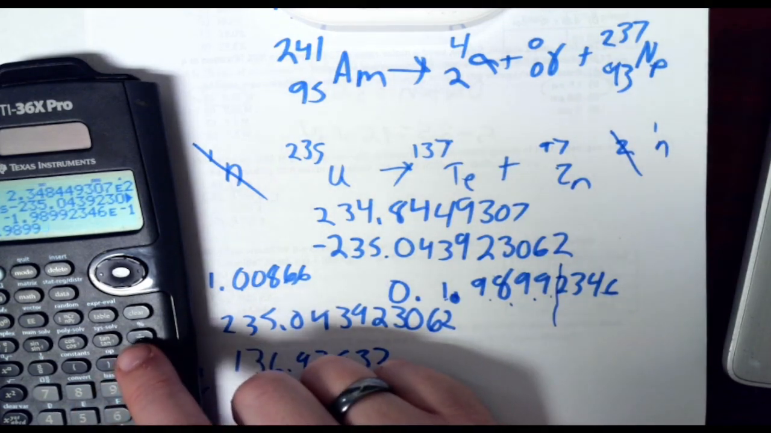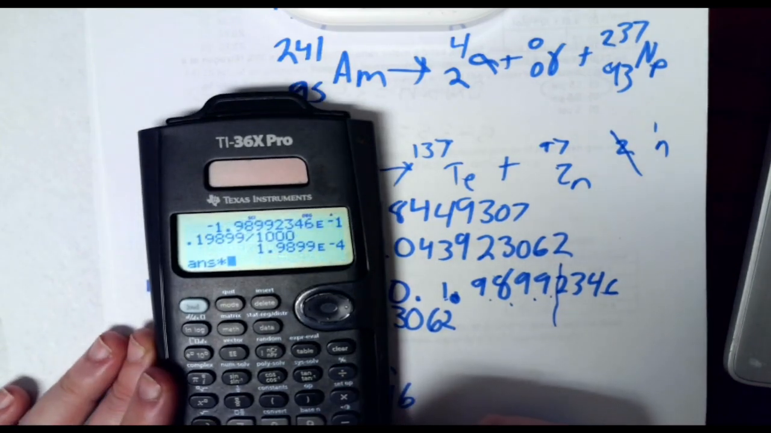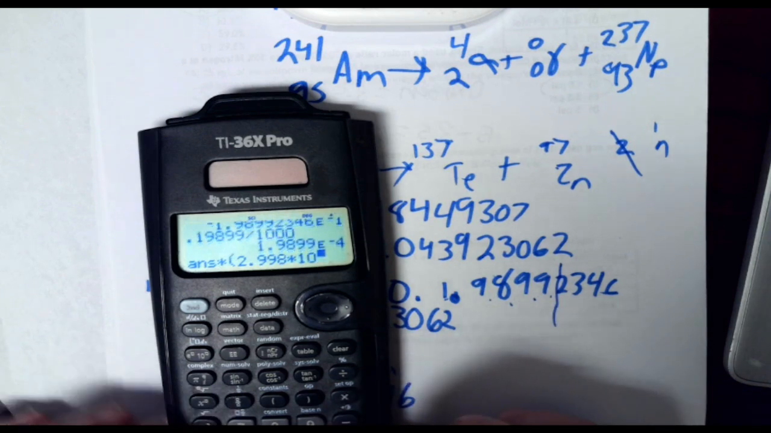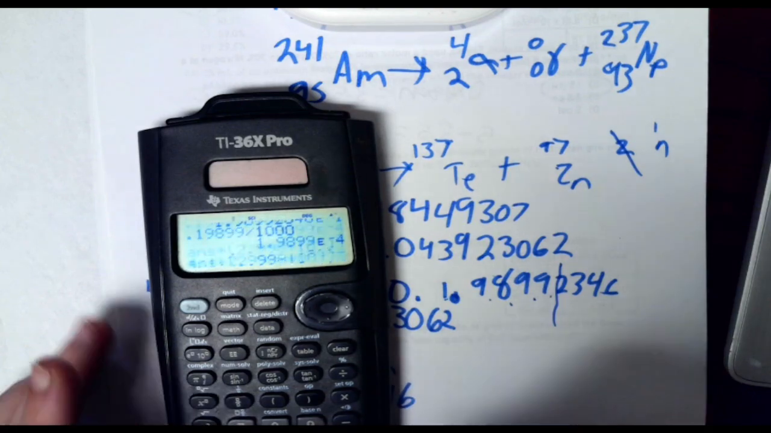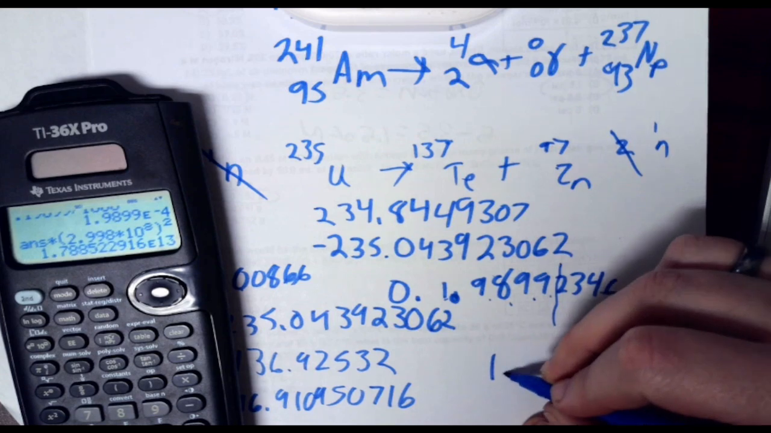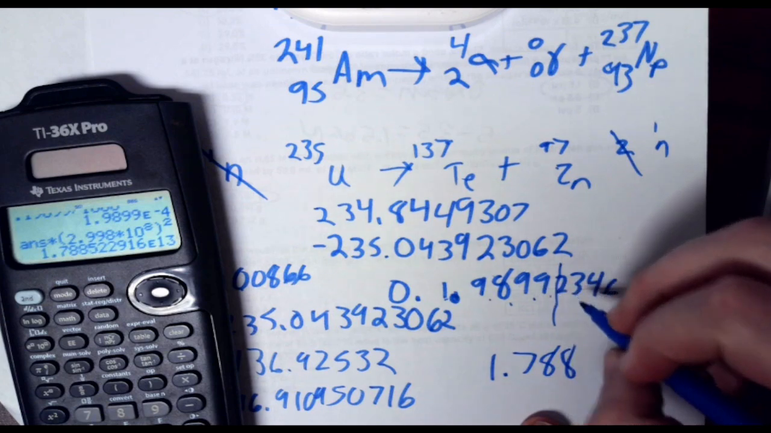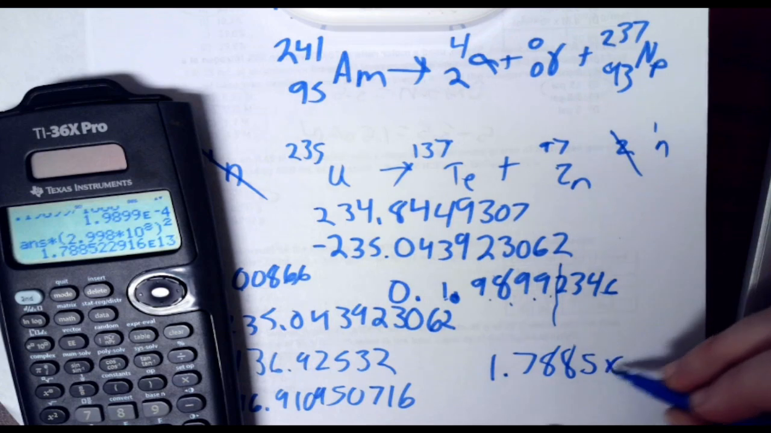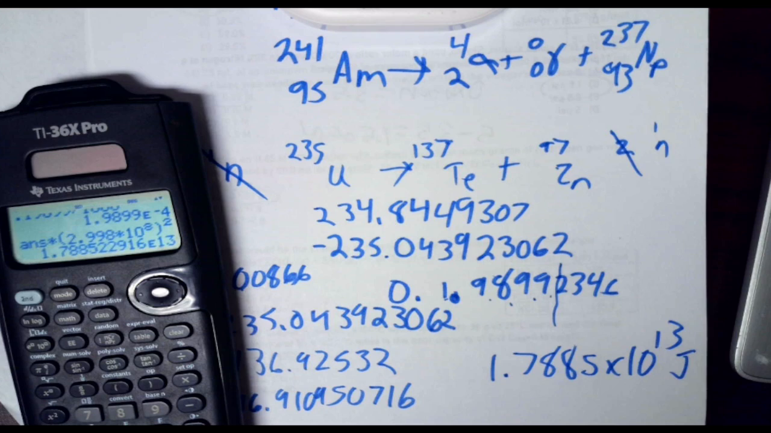So we have to divide that by 1,000 to turn this into kilograms. But then we got to multiply by the speed of light squared. So the speed of light is 2.998 times 10 to the 8th. We got to square that. When we square that, how much energy does this produce? 1.7885 times 10 to the 13th joules of energy per mole. Per mole.